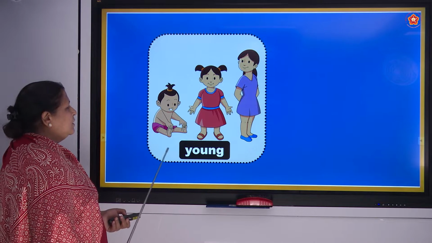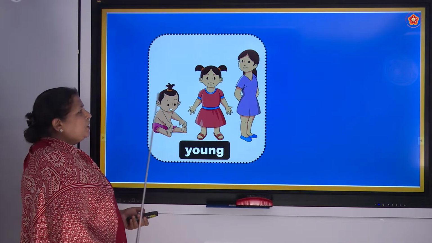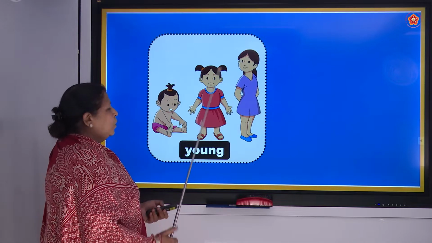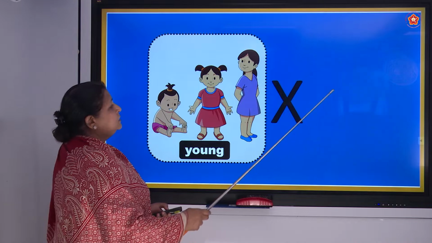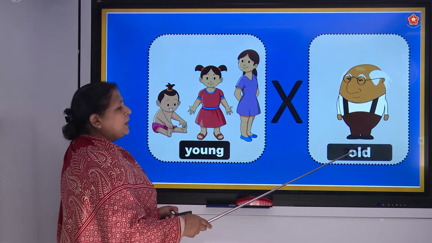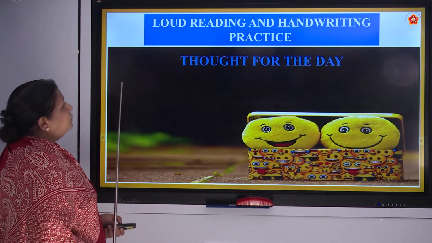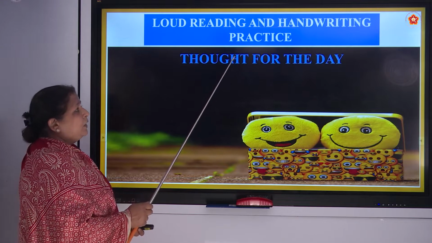Young, Y-O-U-N-G. See, in this they are showing different stages of young. Baby, then little big, and then older. So, Y-O-U-N-G, young, and this is old, O-L-D, old. Then we will see what is for us in loud reading and handwriting practice.